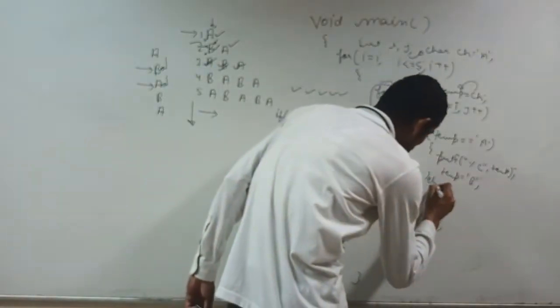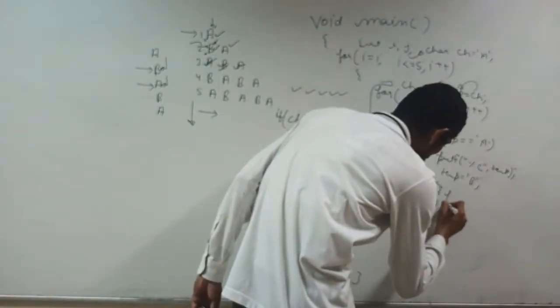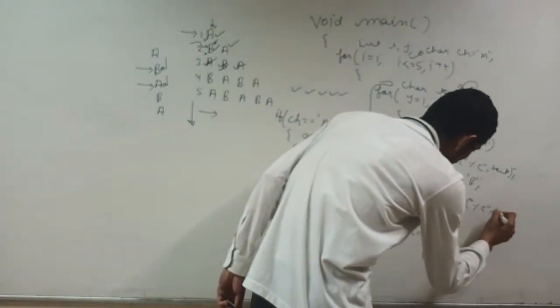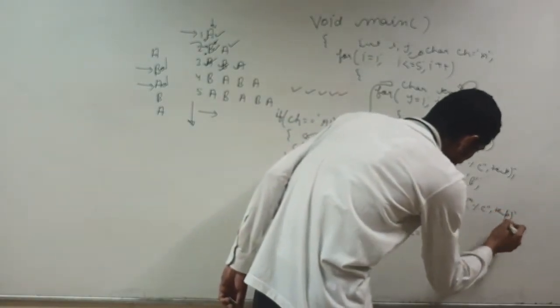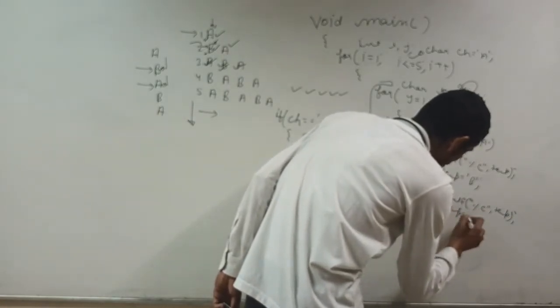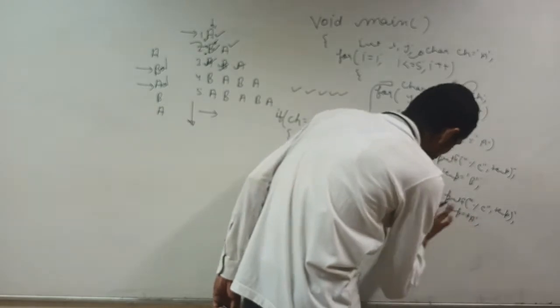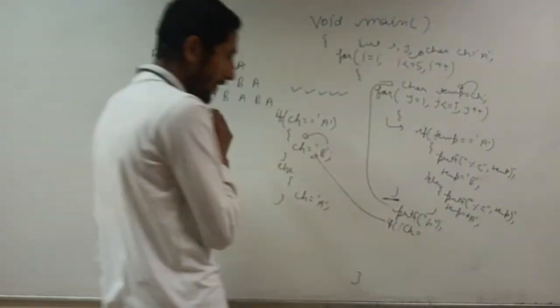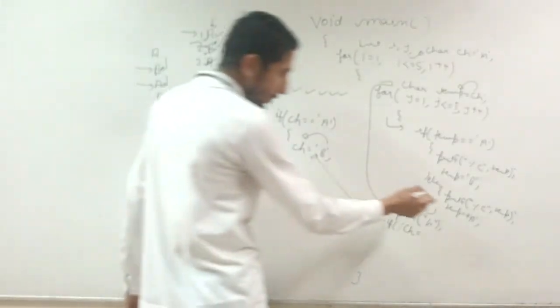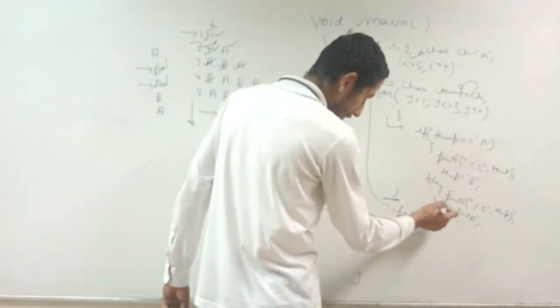So if you have print B, what you will do? You will print temp and you will change the value of temp to A. So what is the meaning of this one is? The meaning of this one is, if you start with B, you have to print B and change the value of temp to A.